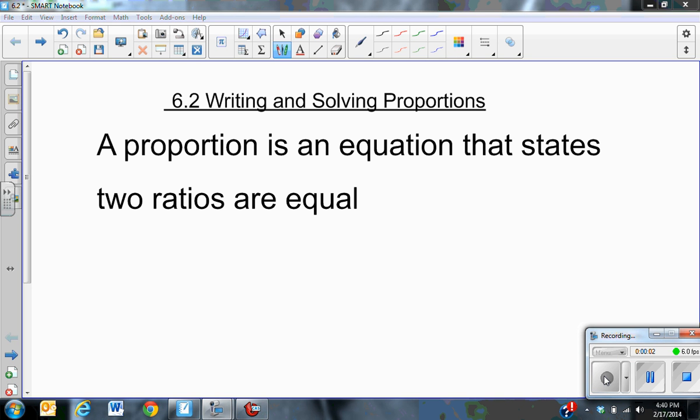Okay, so today we're going to talk about something really important and useful in real life, and it has to do with solving proportions. And the first thing to know is that a proportion is nothing more than two equal ratios. So for instance, we could write 2 over 3 is equal to 8 over 12. Now, as long as those ratios are equal, I have a proportion.